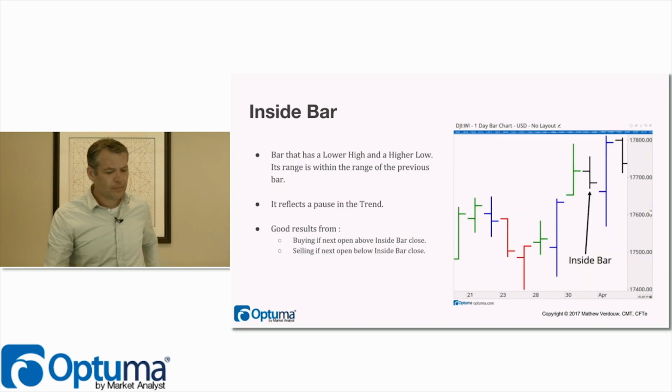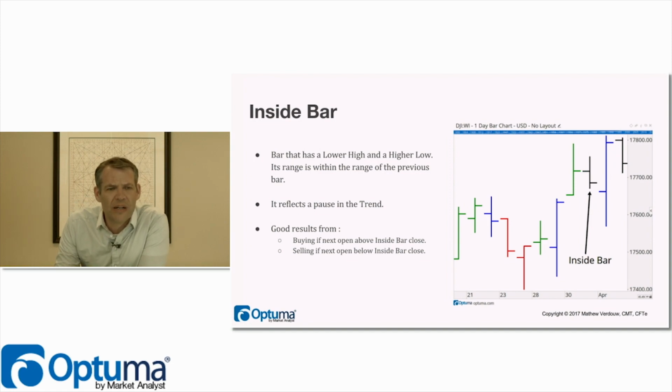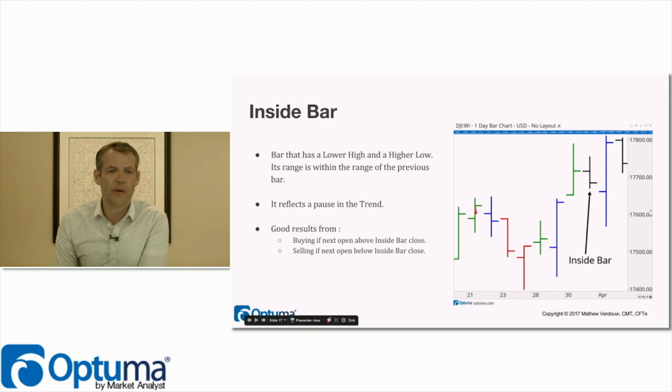Inside bar. So we've defined these. Now this is a color scheme I'm using on this bar chart called swing relations. So if you grab Optuma, you can change the bars to swing relations and you'll see all these colors. Green is higher bars, where it has a higher top and a higher bottom. Blue is an outside bar, which we'll talk about in a moment, where it has a lower bottom but a higher top, and so it completely engulfs the previous bar. Red are lower bars, and then black ones are inside bars here.